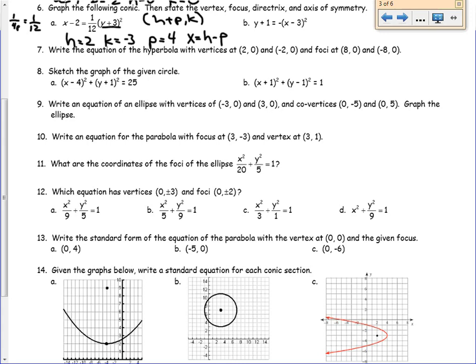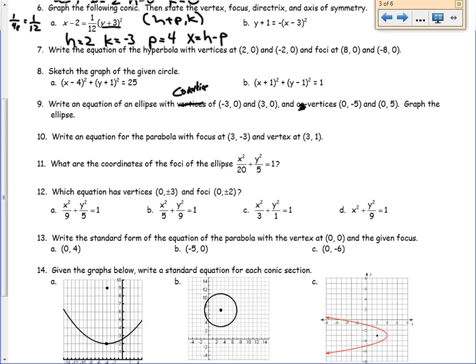Vertices 3, 0. So that means A is 3. Covertices 5. B is 5. Can't happen, because that's a mistake. This has to be the covertices. This has to be the vertices. This stuff, every once in a while, mistakes are made.